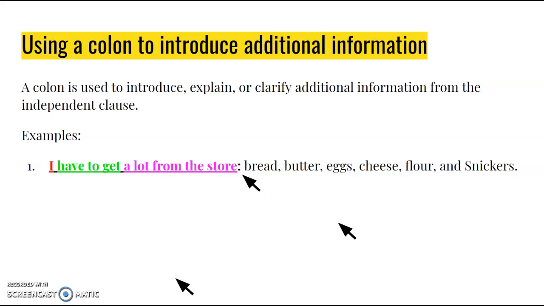However, we can also introduce a list of our items that we have to get from the store by using a colon. I have to get a lot from the store: bread, butter, eggs, cheese, flour, and Snickers. So here I'm introducing a list of things I have to get from the store.